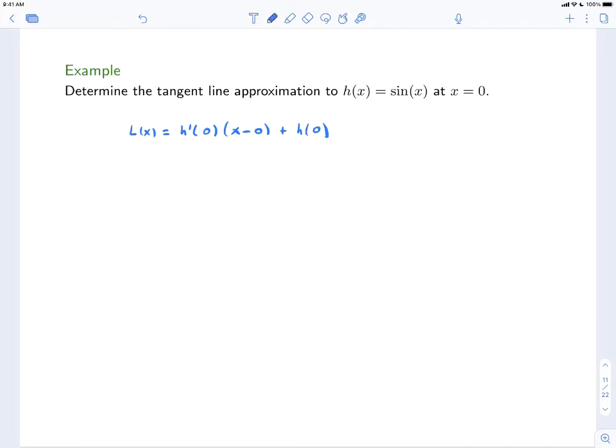Okay, so what are these quantities? Well, we know what h is. H at x is sine of x. And h prime of x is the derivative. The derivative of sine is cosine.